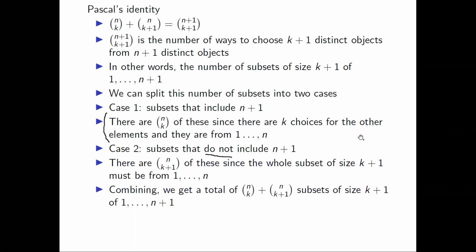And adding them together, that gives us a total of n choose k from case 1 and n choose k plus 1 from case 2. And that's the number of subsets of size k plus 1 of the set 1, 2, up to n plus 1. And that gives us Pascal's identity. n choose k plus n choose k plus 1 equals n plus 1 choose k plus 1.